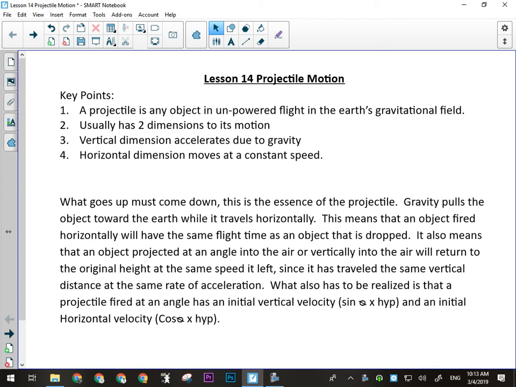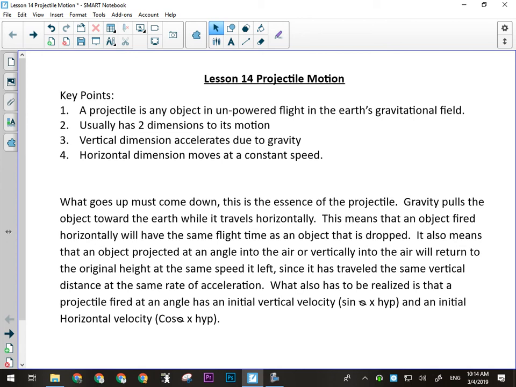There are two types of projectile motion. There's a projectile that's projected horizontally, and then there's a projectile that's projected at an angle. Anytime you throw something, what eventually happens to it? It comes back down. If you throw it straight up in the air, it comes straight back down to you. But if you throw it horizontally, it still eventually hits the ground. Everyone okay with that?